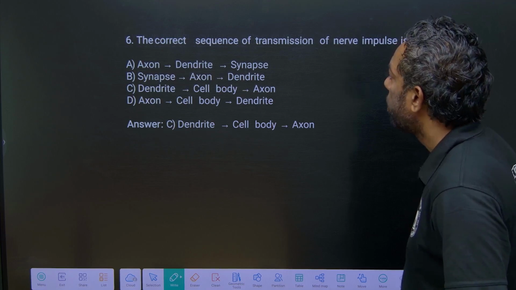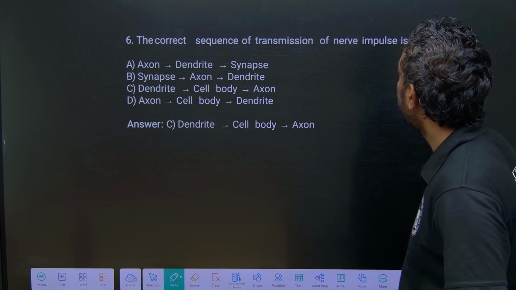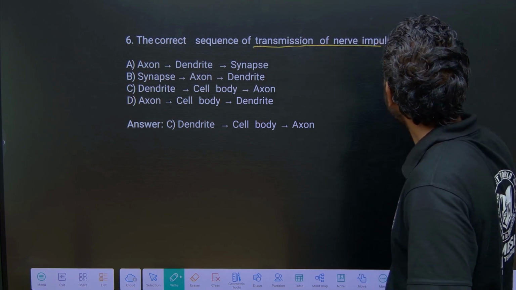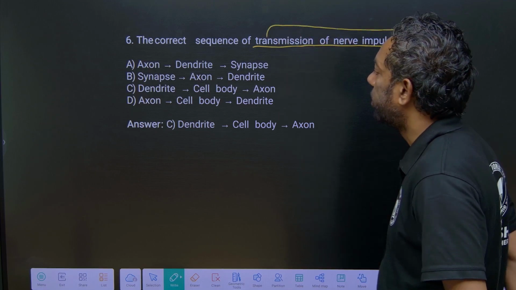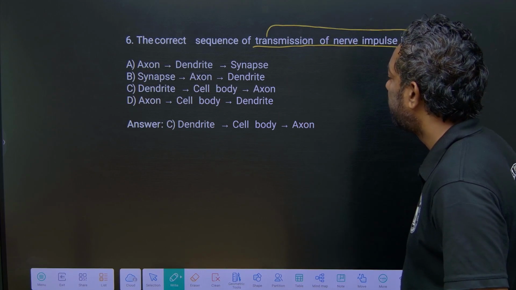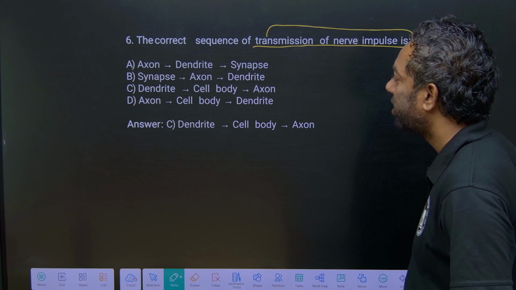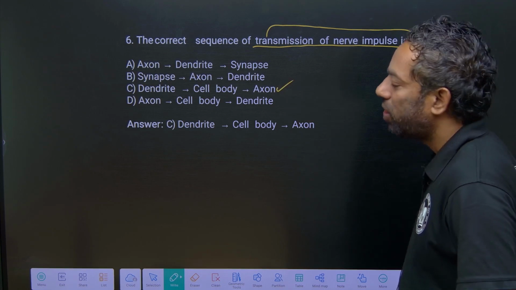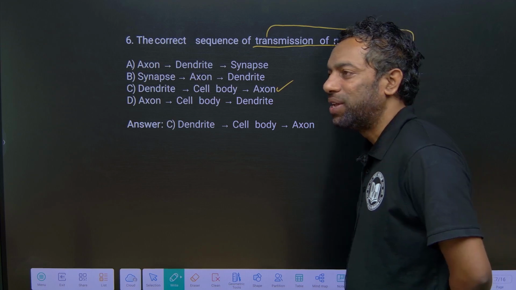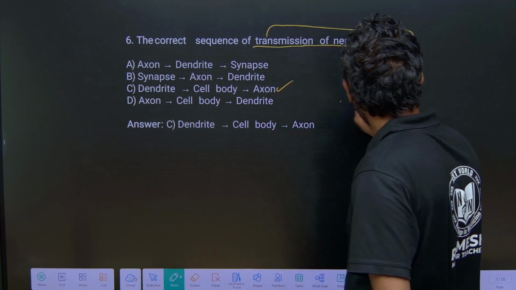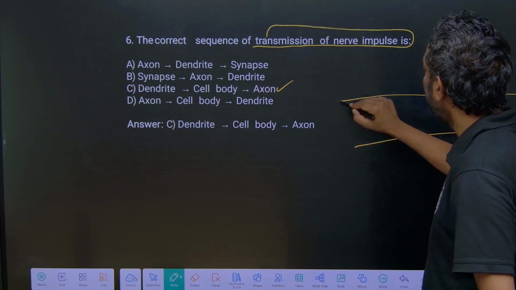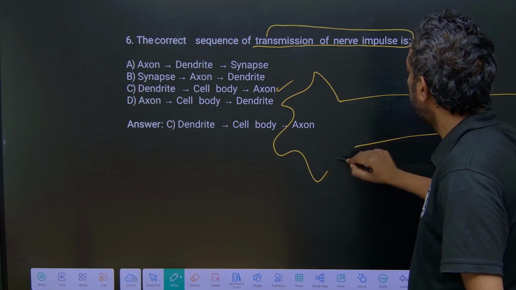Next question. The correct sequence of transmission of nerve impulses. Sequence: first dendrite, cell body, axon. Of course, a very simple question. Dendrites, cell body and axons. Yeah, first, like this is the neuron, dendrite.